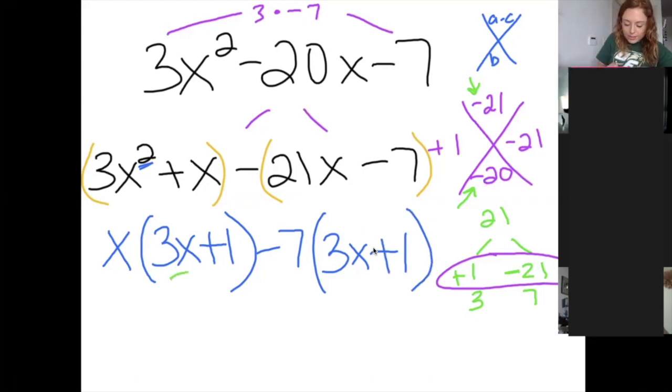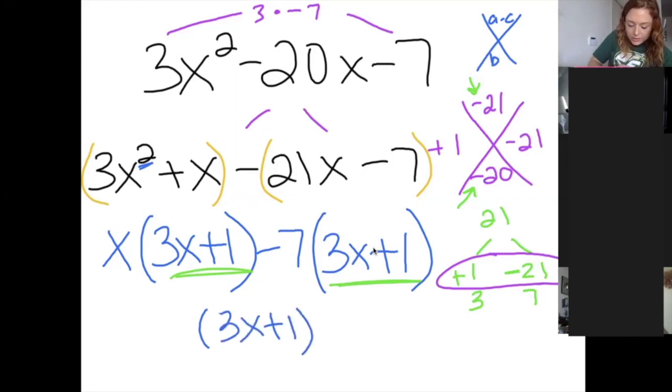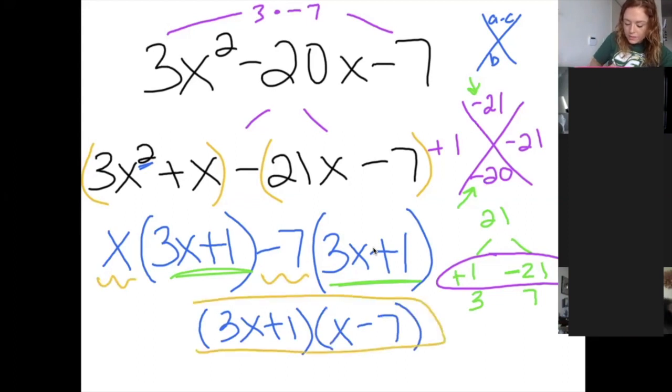Which is what we needed. We wanted to be able to see this common binomial right here. So we got it right. We have a common binomial, so we're going to drop that down one time: 3x plus 1. And then we're going to take the other two pieces, the x minus 7, and write them in another factor. And that would have been your final answer. So this would have got us all the way back up to that.